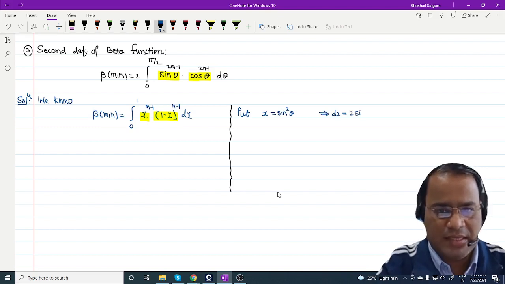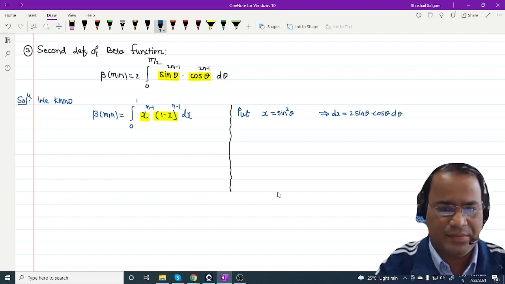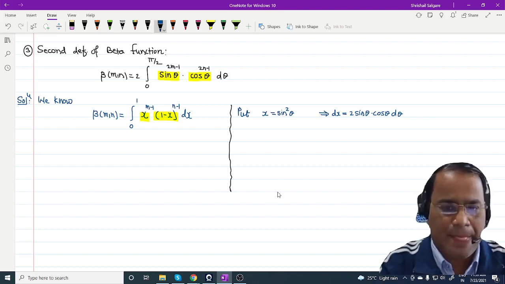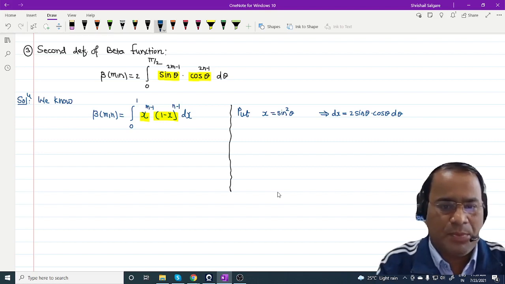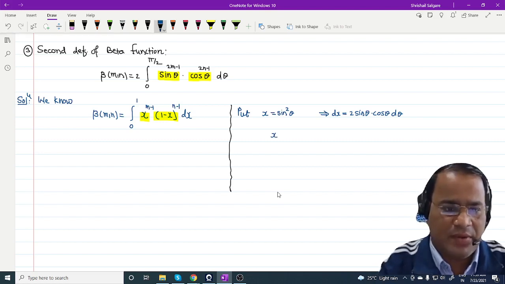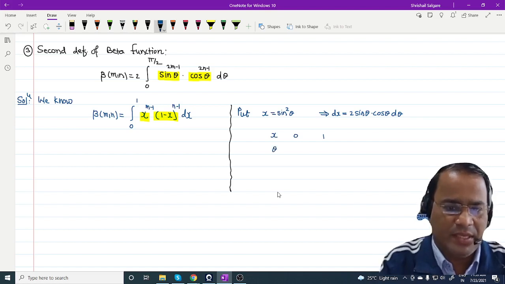2 sine theta into cos theta d theta. Is it right? dx is 2 sine theta into the derivative of sine theta, which is cos theta d theta. Okay. Now, suppose the given limits are x equal to 0 and x equal to 1. Then what will be the theta?